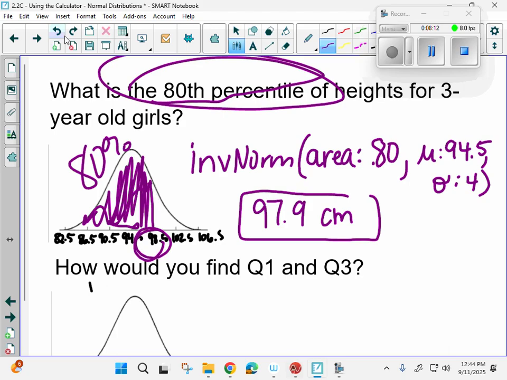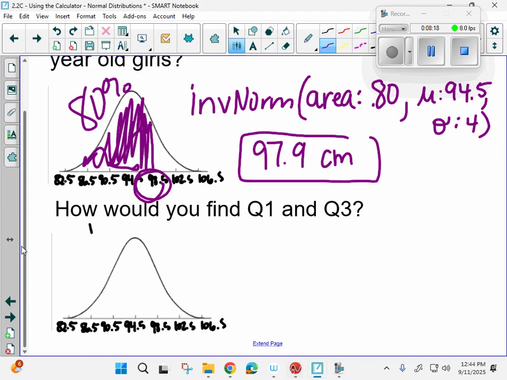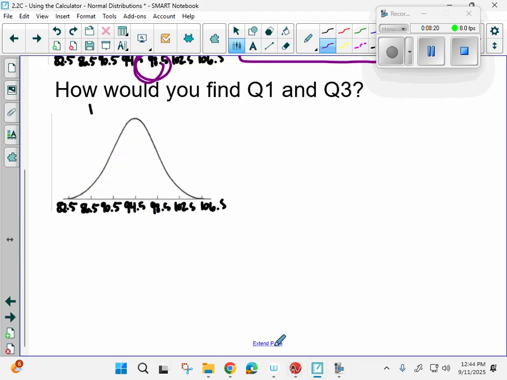What if you just say A for area or L for load? I think you should say area, just in case. All right, how would you find Q1 and Q3? What is Q1, you guys? All right, it would be the 25th percentile. What's Q3? Right, so what's the height at the 75th and the 25th percentile?